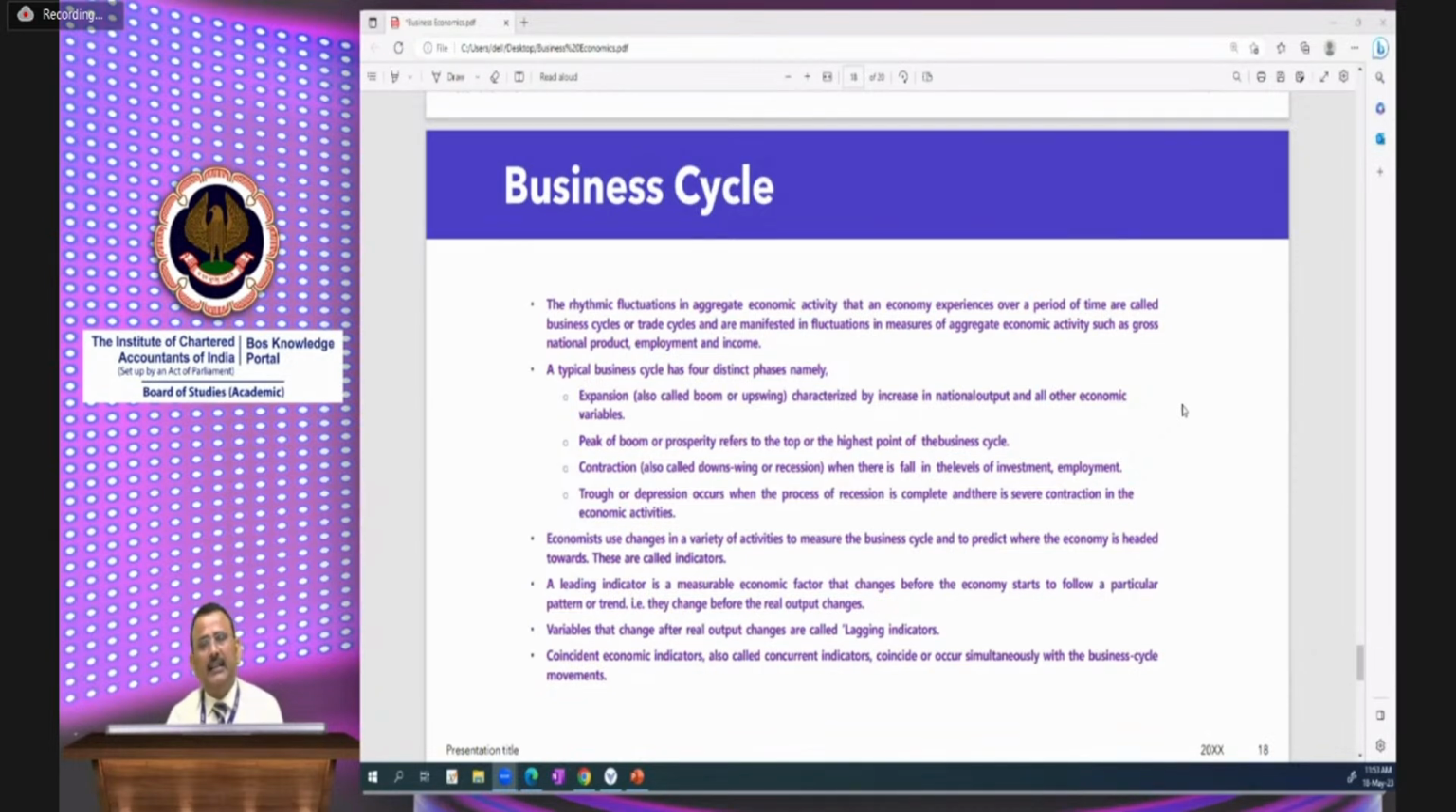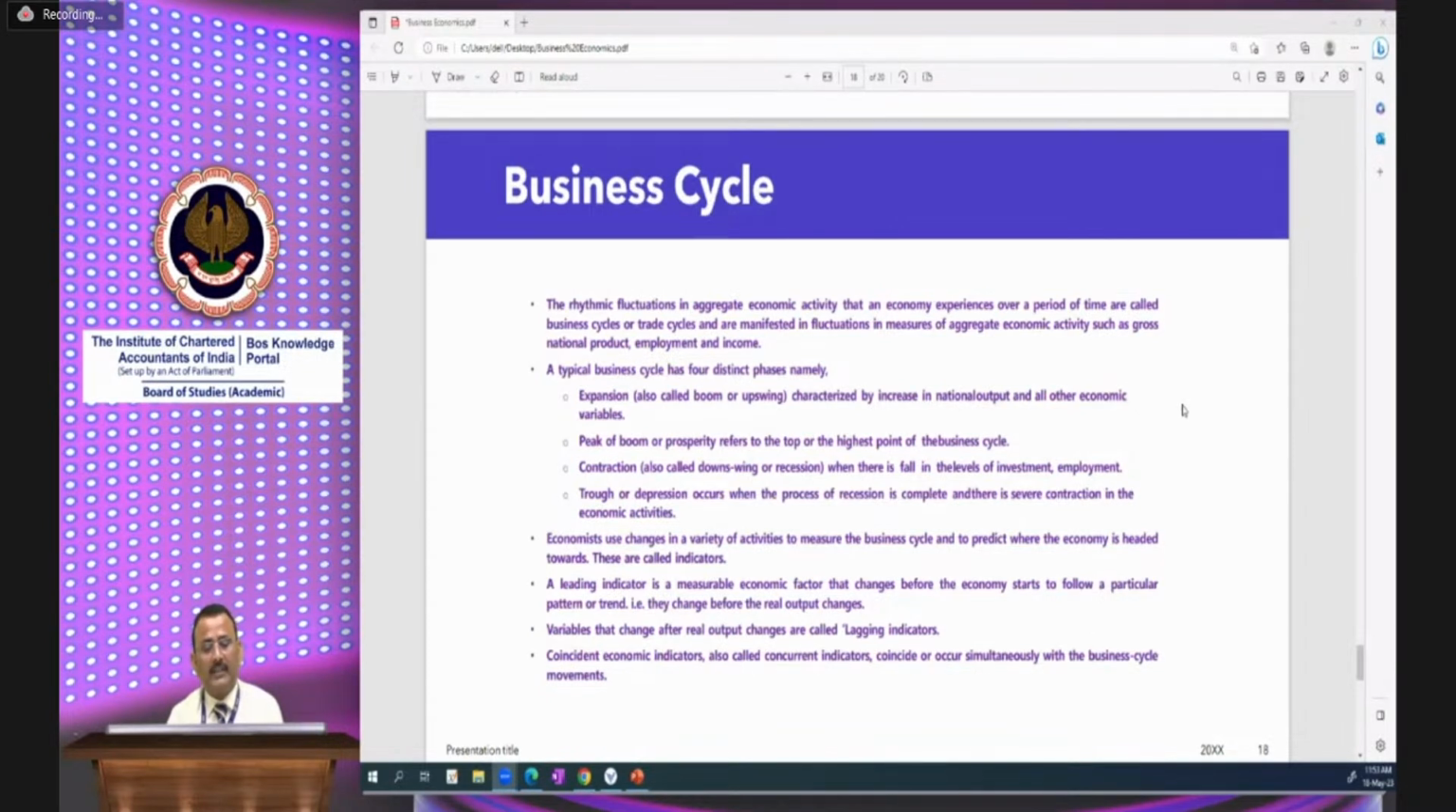The business cycle has 4 distinct phases. First is expansion, second is peak, third is contraction, and fourth is trough or depression. Expansion is characterized by an increase in national output and all other economic variables. Second is peak or boom, the prosperity time, which refers to the highest point of the business cycle. If you draw the curve of the business cycle, the highest point is marked as the peak point.